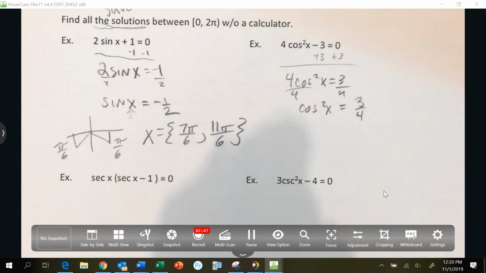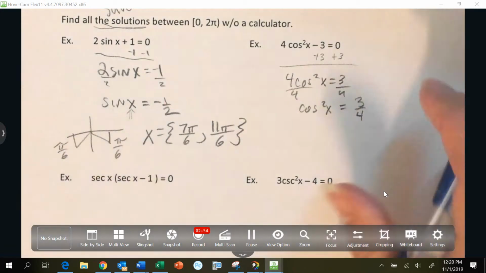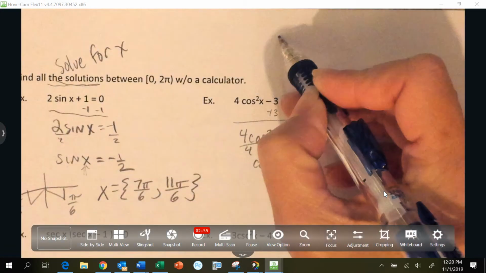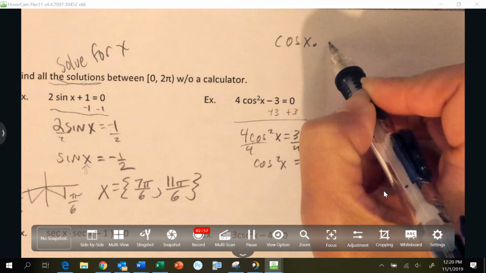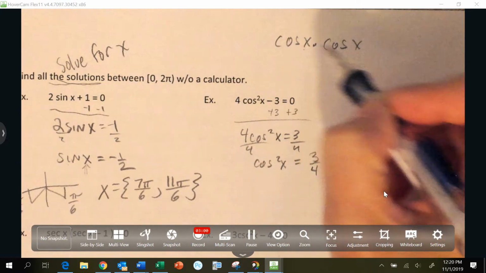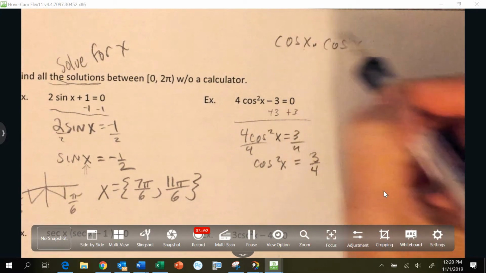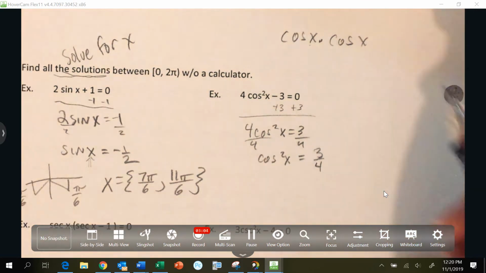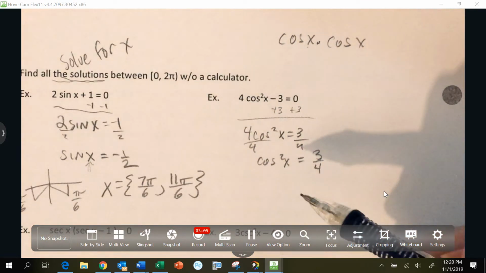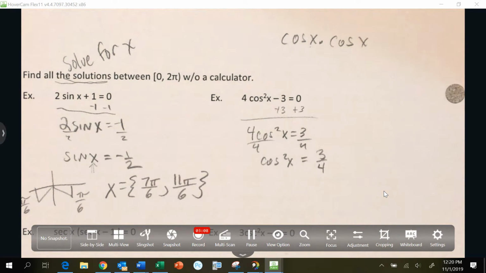What else is there? The squared. So I'm going to undo the squared. Remember, cosine squared x is the same thing as like cosine x multiplied by cosine x. The x's are the same. It's just the cosines that get multiplied together. So how do I undo a squared? What's the inverse of a squared?